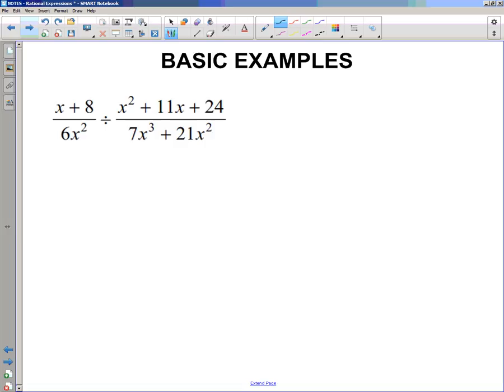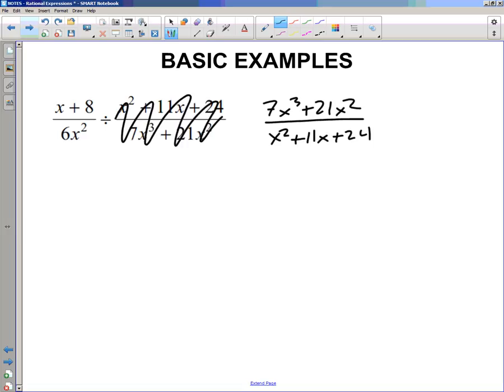All right, this next problem is a division problem. And so to start out, we're going to go ahead and flip that second fraction and change this into a multiplication problem. So we're going to have a 7x cubed plus 21x squared on the top, x squared plus 11x plus 24 on the bottom. So we've just taken the reciprocal of that second fraction. This now becomes a multiplication problem.